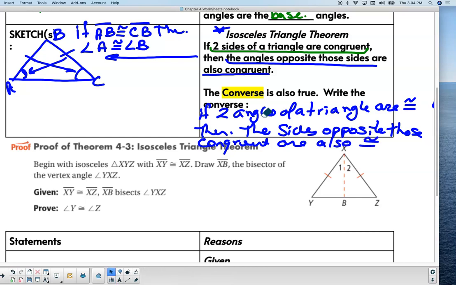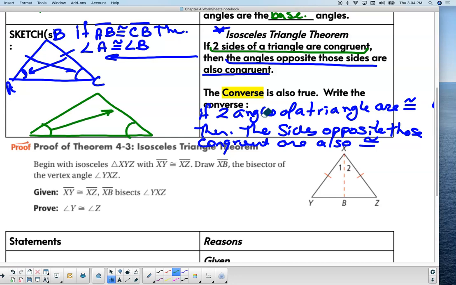So that means, if I have a different picture here, if I have a triangle that has base angles congruent, then the sides opposite them are going to be congruent. This is our vertex angle. This is also our vertex angle. So that's where that comes from.